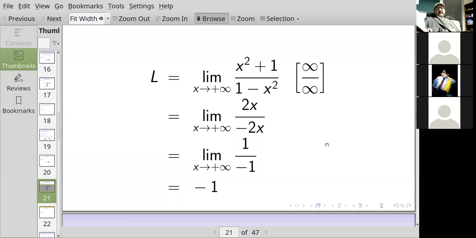Sir, didn't we at some point assume that infinity over infinity is equal to 1? No, we didn't.